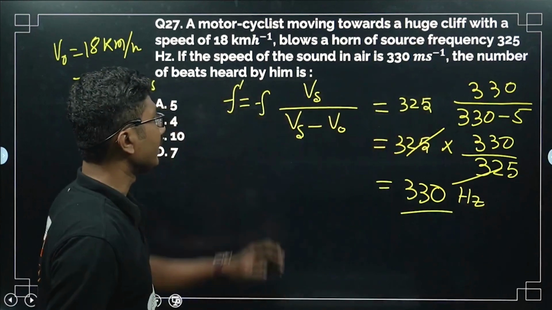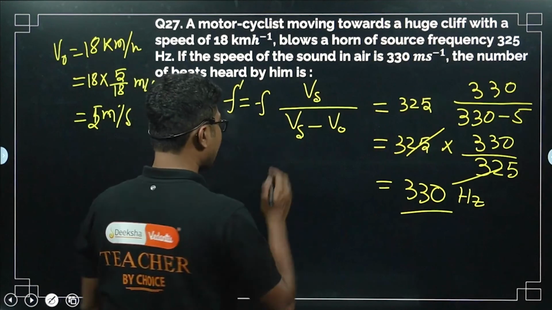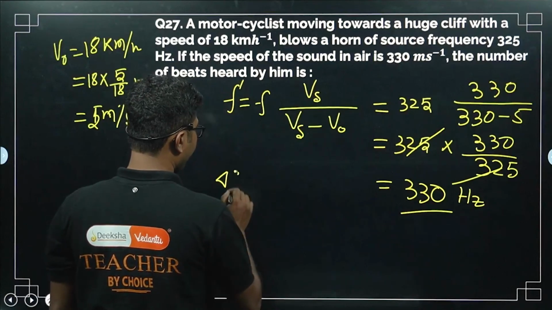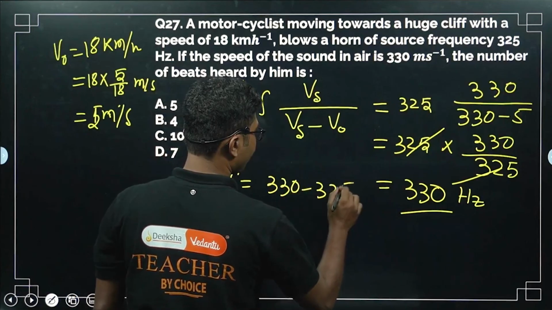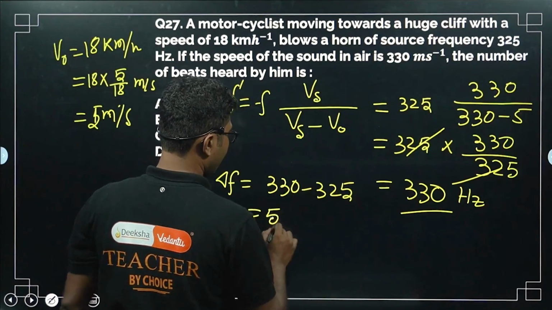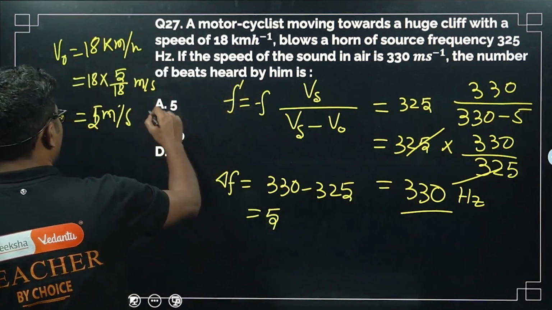Initial frequency was 325. So they will create a beat, and that beat will be delta F equals 330 minus 325. That is 5. 5 is the answer. So the correct option is option A.